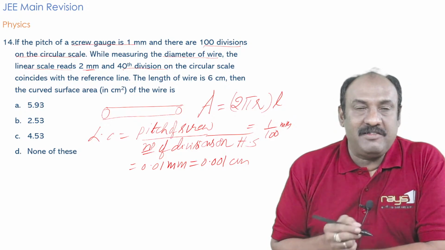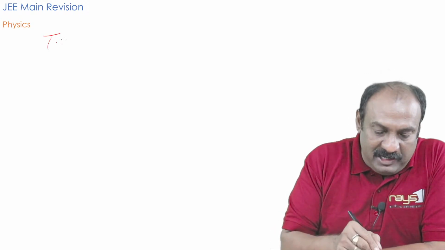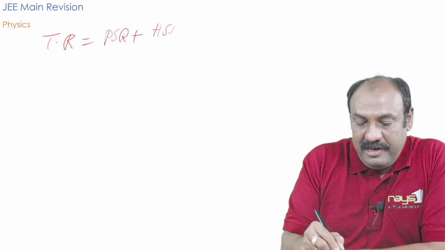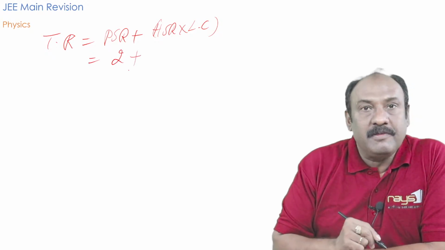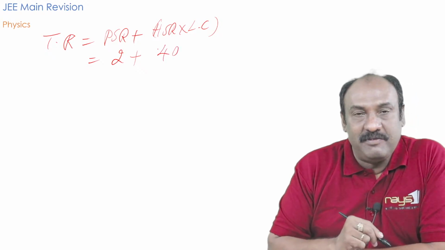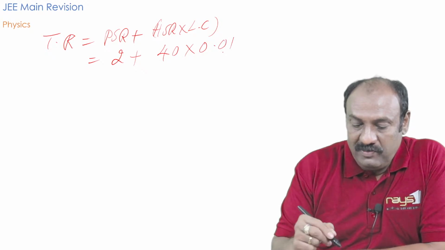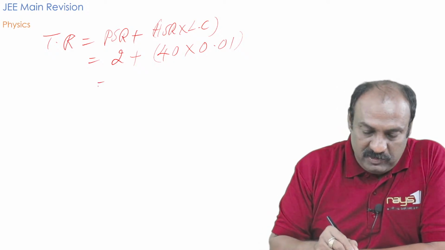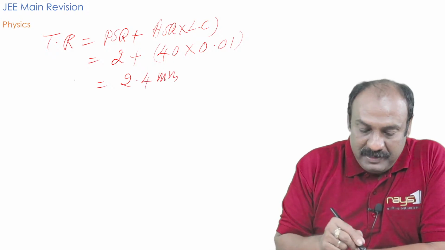Now when the wire is fitted in the screws of the screw gauge, according to the given data, total reading is equal to pitch scale reading plus head scale reading into least count. So pitch scale reading is 2 millimeters, so you get the answer in millimeters. Head scale reading is the 40th division coinciding with the reference line, multiplied by 0.01. So from this you get 2.4 millimeter as the diameter of the wire.